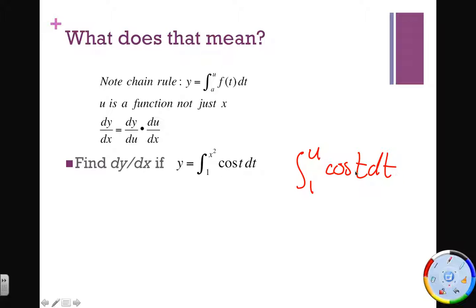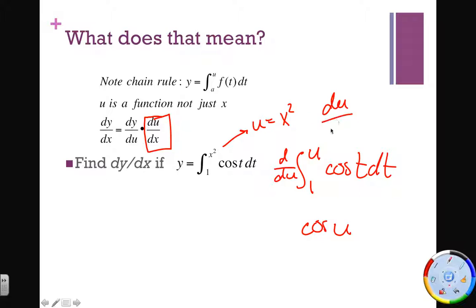And if I was to think about what dy/du is, well, dy/du is going to be exactly as before. Instead of using x, it's a u. So here it's just going to be cosine of u. But here's the problem. I have to multiply by du/dx. Well, in this case, u equals x squared, and du/dx is 2x. The derivative of x squared is 2x. So I actually have to multiply this times du/dx.